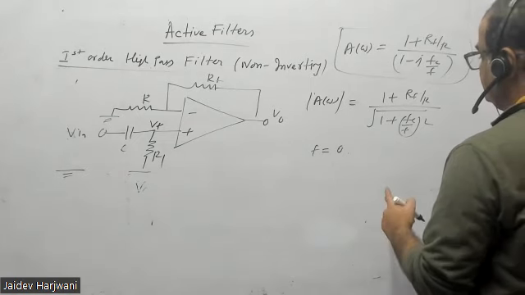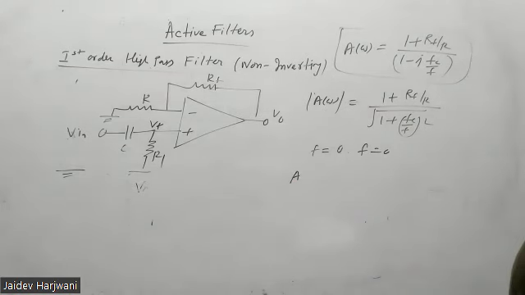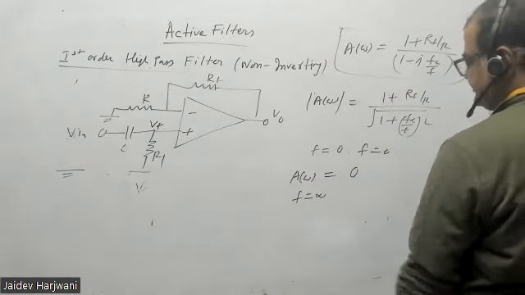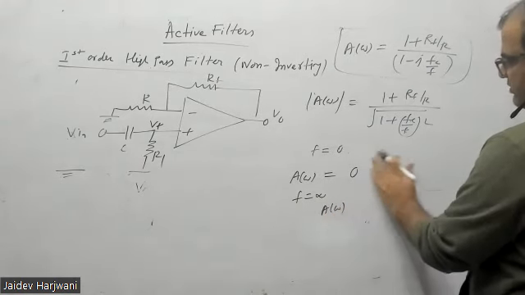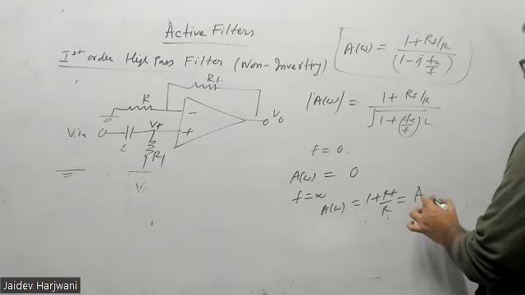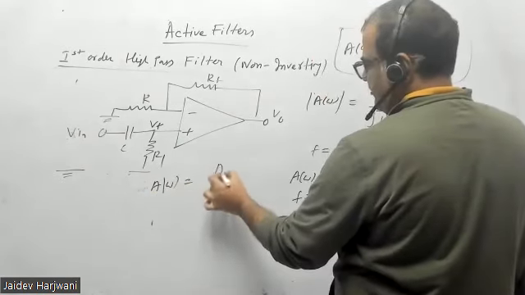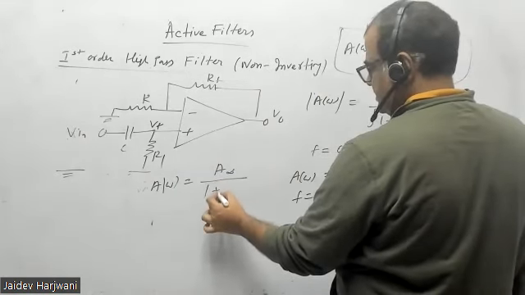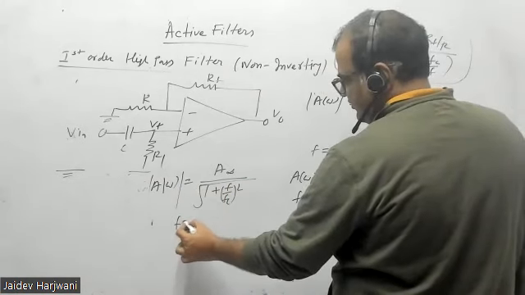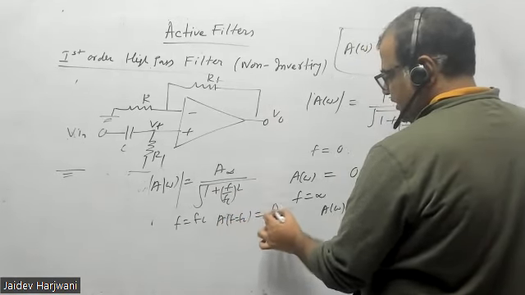If I put F equal to zero, my A omega will become zero. If I put F equal to infinite, my A omega will become this part zero, 1 plus Rf upon R. And this again I can write as A infinite also. So the formula for gain is A infinite upon under root 1 plus Fc upon F whole square, and at F equal to Fc the gain will become A infinite by root 2.